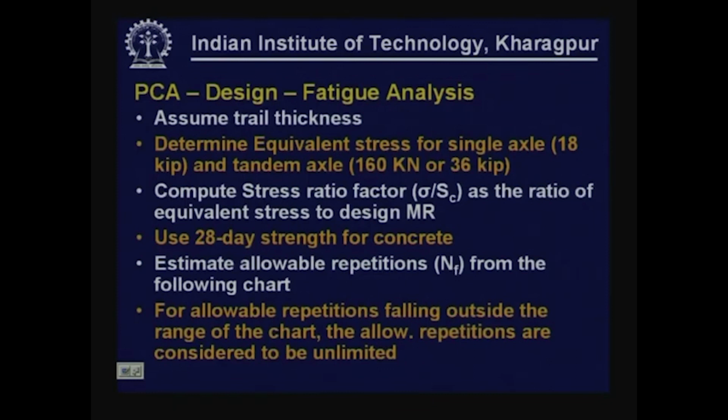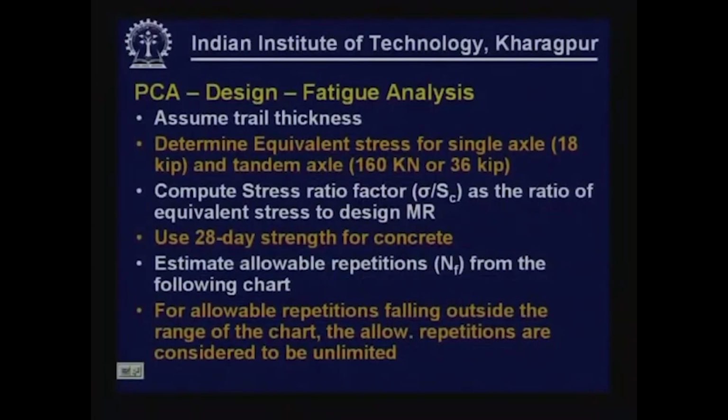The fatigue analysis proceeds like this. We assume a trial thickness and determine equivalent stress for single axle, that is 18 kip axle, and tandem axle, that is 36 kip axle. We determine these from the tables for a given slab thickness, for a given K value, and for either single axle or tandem axle. As we have seen in the previous slide, we have equivalent stress values available for both single and tandem axle, so we can select those values from those tables.